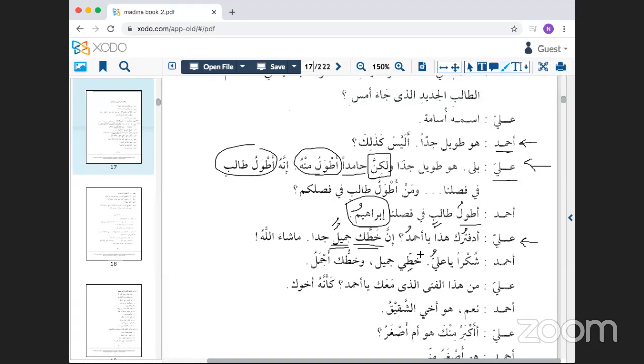Well, he's starting a new sentence. He said khatti jamilun. So this is mubtada, and the hukm of mubtada is marfu'. Wa alamatu raf'ihi, the sign of it being marfu' is, as you know, the dhamma. But can you see it?